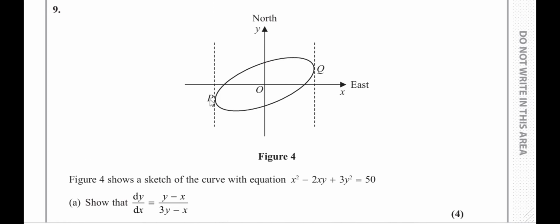Furthest west means it's a turning point. But the only thing is, at this turning point, the tangent is not parallel to the x-axis, it's perpendicular to the x-axis. This turning point containing the tangent is parallel to the y-axis. So at such points, it's not dy by dx is equal to 0, it is dx by dy is equal to 0.